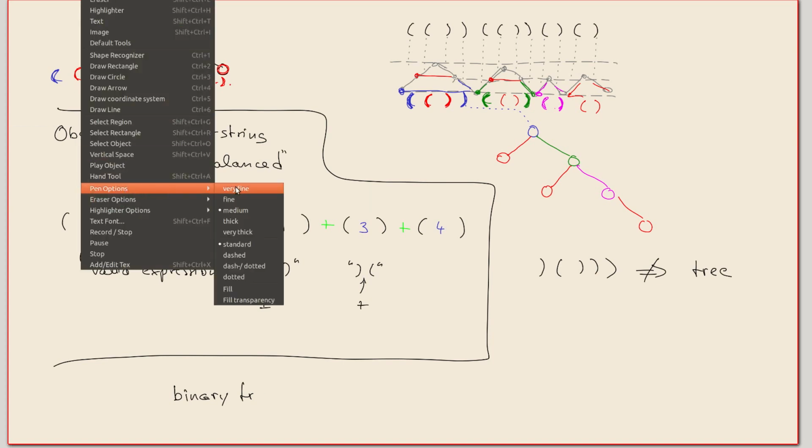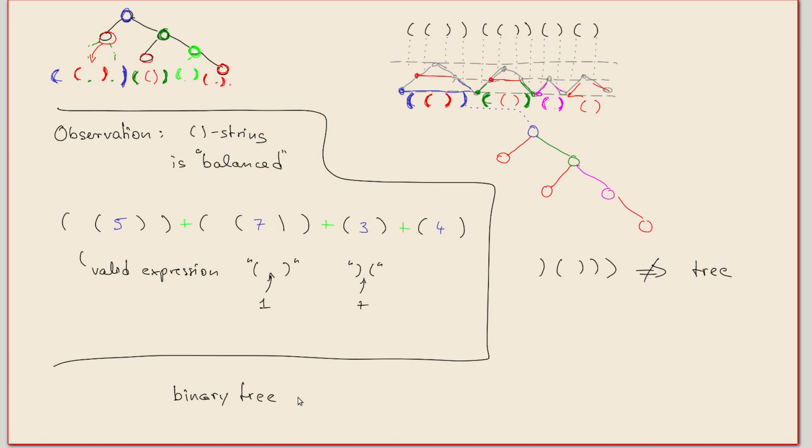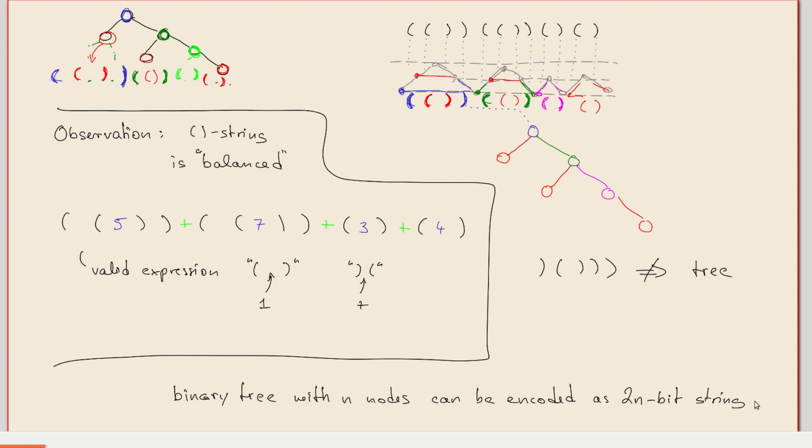So I can take any binary tree with n nodes, and I can encode it as a 2n bit string. That's what we will need for the rest of this topic.